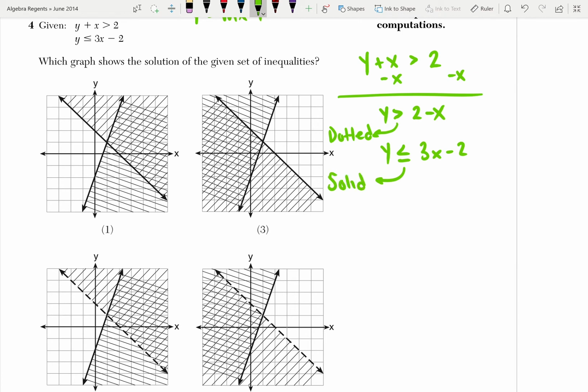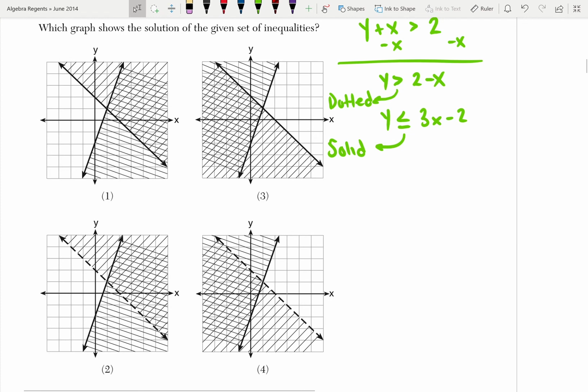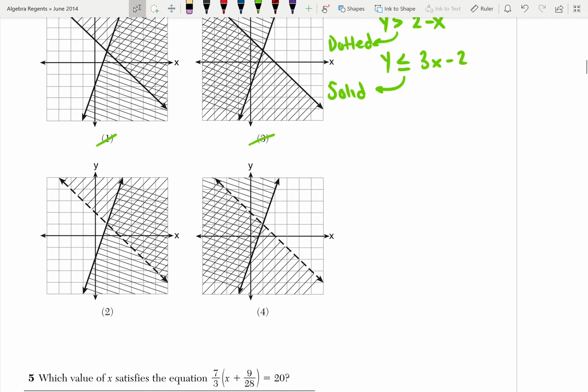Okay, that you need to know. So let's look at our answer choices. Answer choices 1 and 2 do not have any dotted lines, and we know that one of these is dotted, one is solid. So those are out. They don't have a dotted one. Okay, so let's look at answer choices 2 and 4.